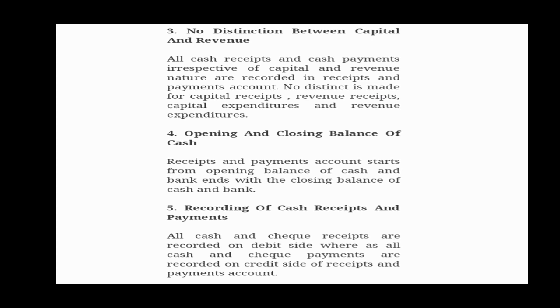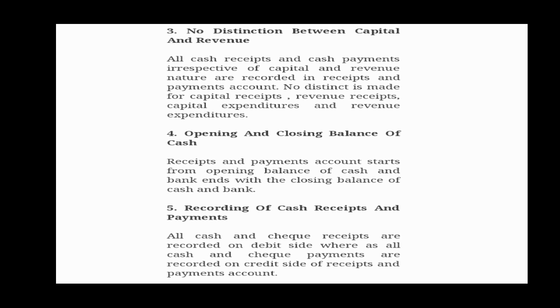Next, no difference between capital and revenue. All cash received and cash paid, whether of capital or revenue nature, is recorded. We know that all items are of two types, revenue nature and capital nature. Even if related to revenue nature or capital nature, we must show it in the receipt and payment account. It does not matter whether we have received a capital or revenue item. It means all items related to cash received or paid we must show here.